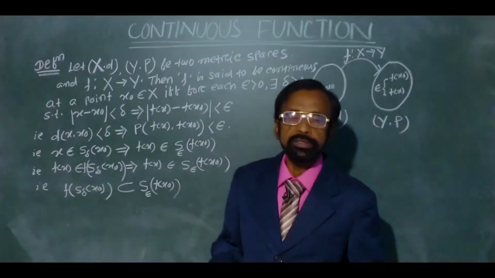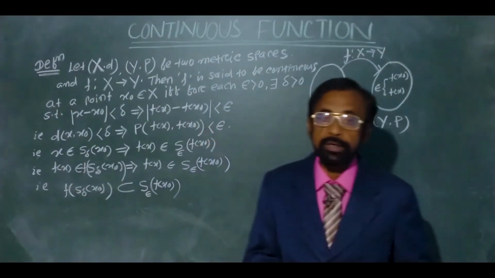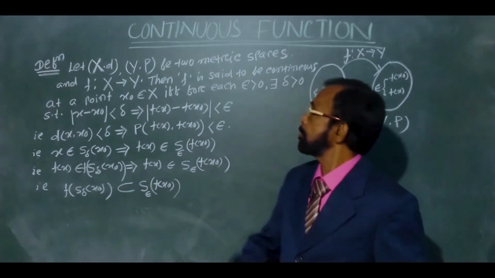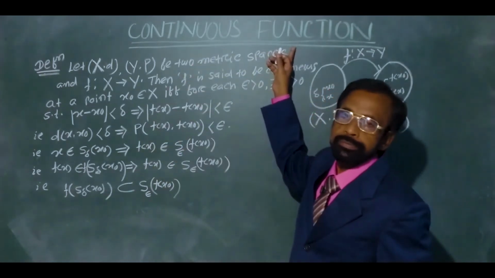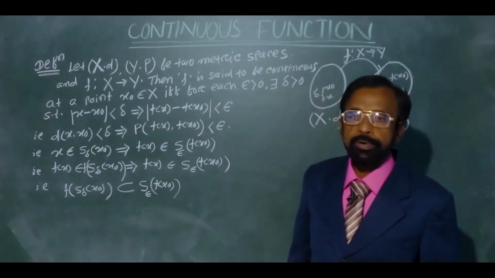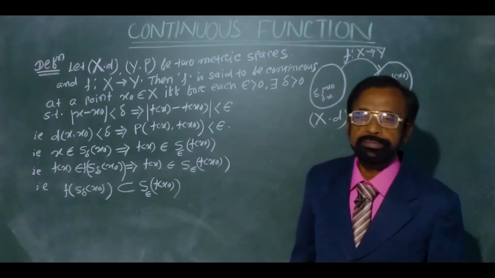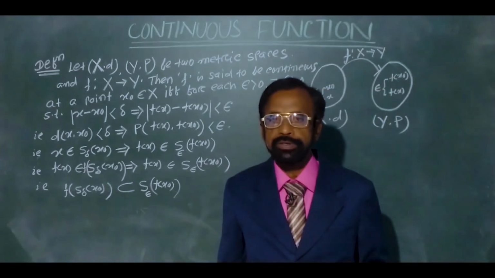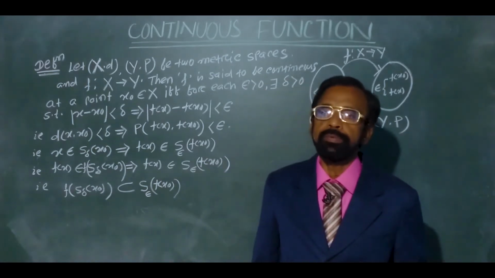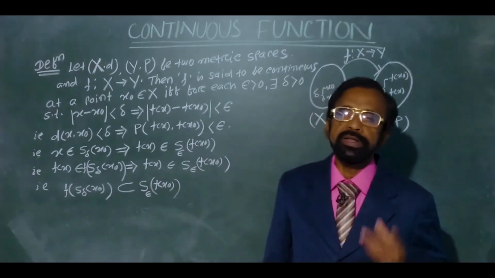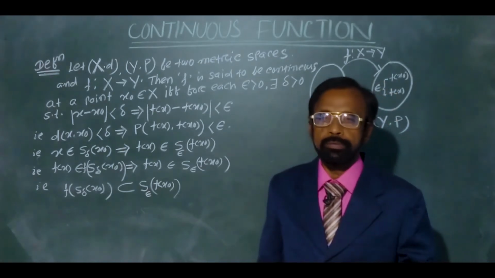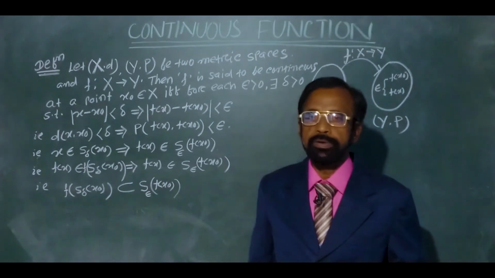Dear students, now we start the most important part of real analysis: the continuous function. In the first level, we know that a function is said to be continuous at point x = x0 if limit x tends to x0 of f(x) equals f(x0). That means the limiting value equals the functional value. This is the working rule. So what is a continuous function?